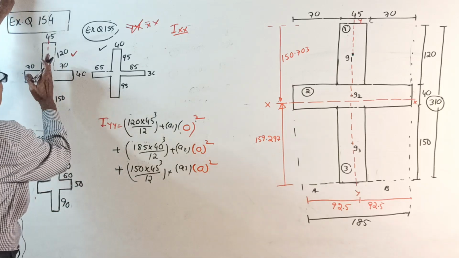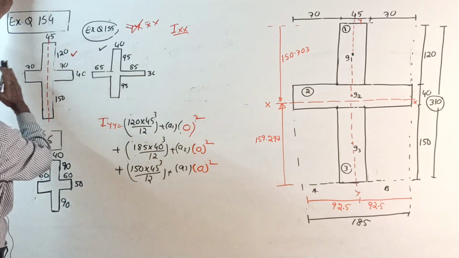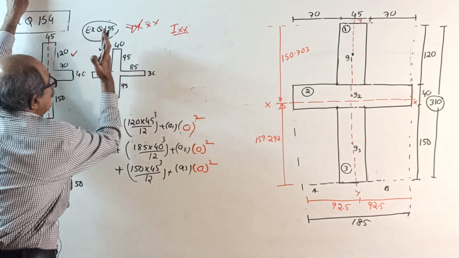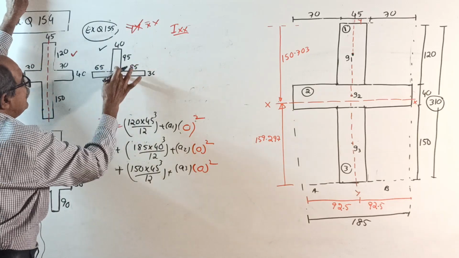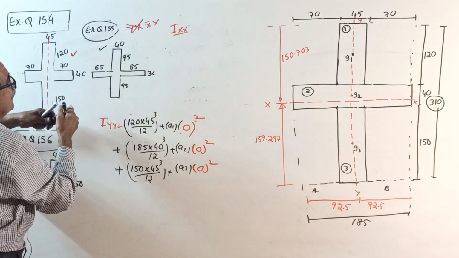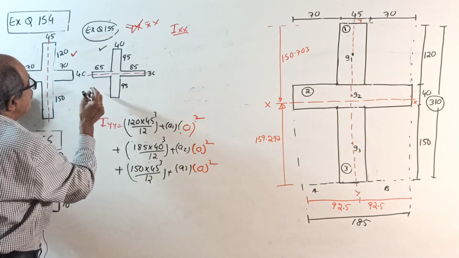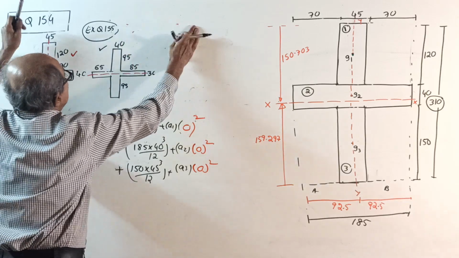See, here 70 this side, 70 this side, symmetrical. Here see, 85, 65. So no symmetry about y-y, but 95, 95. This is perfectly symmetrical about the x-x axis. See, x-axis by symmetry. So this question, which one?